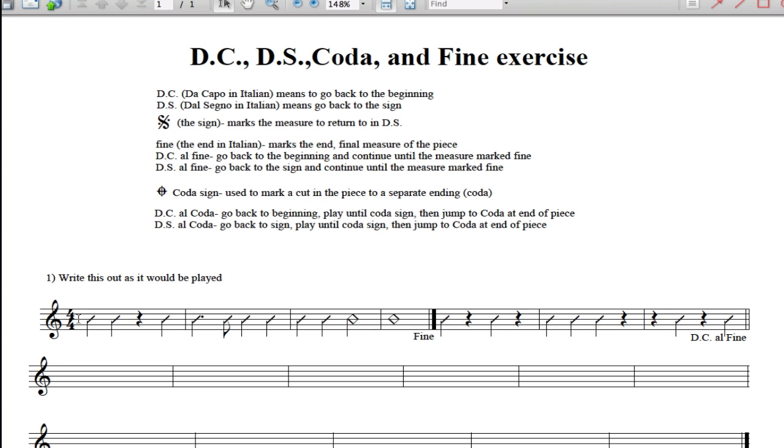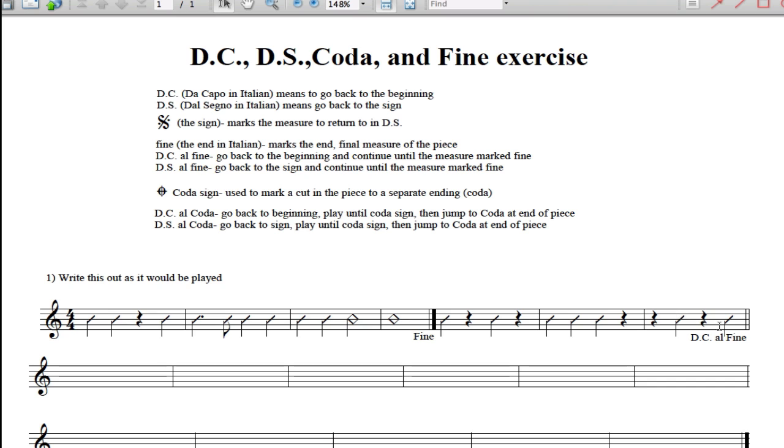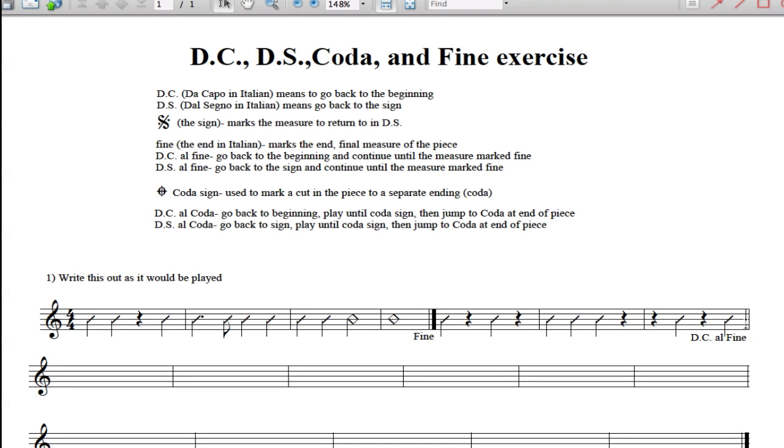Here's a piece of music where we would start playing. The first time we see fine, we ignore it, because if we were to stop there, we wouldn't play the rest of the piece. So we never play fine the first time we see it. So we go right through the first time fine, come to the end, and here's our indication, D.C. al fine. So think for a second, what does that mean? What it means is go back to the very beginning, and go to fine and then stop. That's where you're going to end.